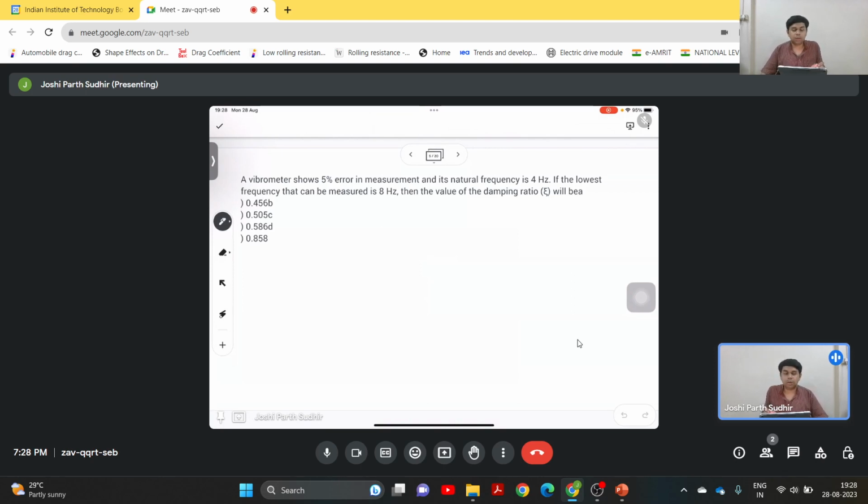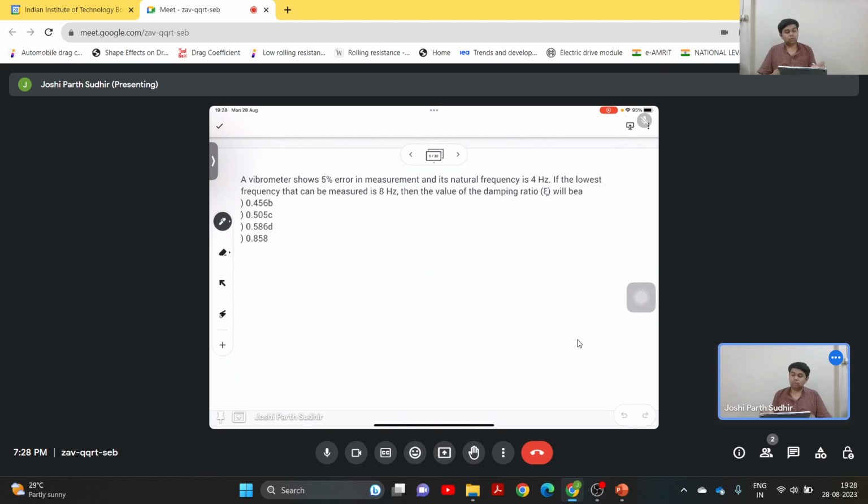So let us look at the next question. A vibrometer shows 5% error in measurement and its natural frequency is 4 Hz. If the lowest frequency that it can measure is 8 Hz, then what will be the value of the damping ratio zeta?